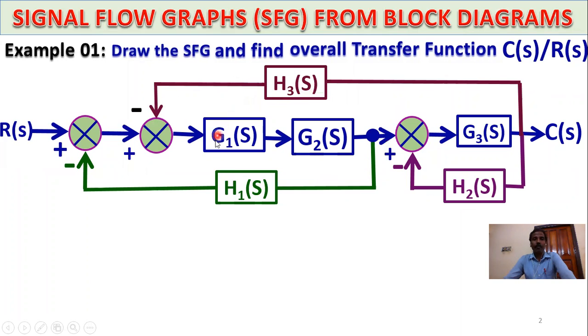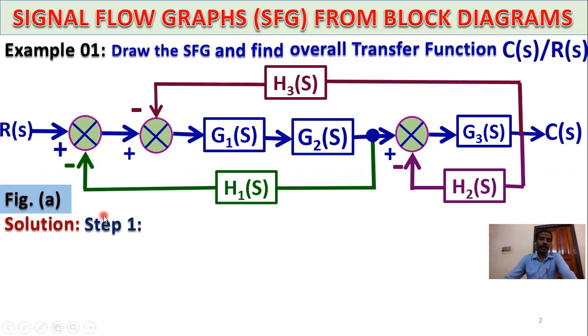Our target is to go from this block diagram to the signal flow graph and find the overall transfer function C(s) divided by R(s). That means the Laplace transform of the output divided by the Laplace transform of the input. This is the overall transfer function. This is figure A.